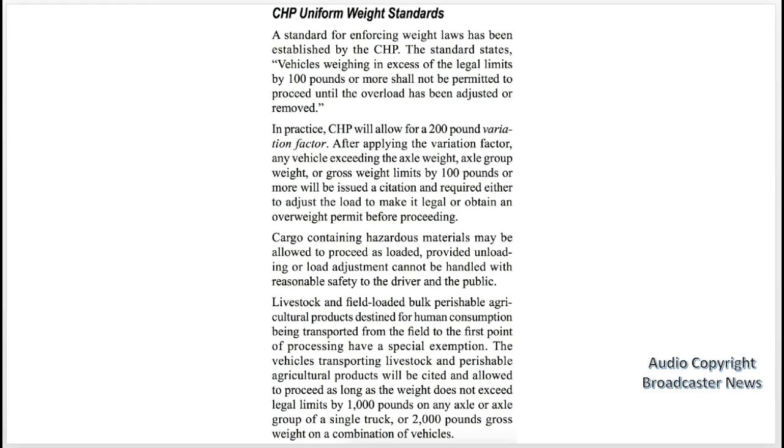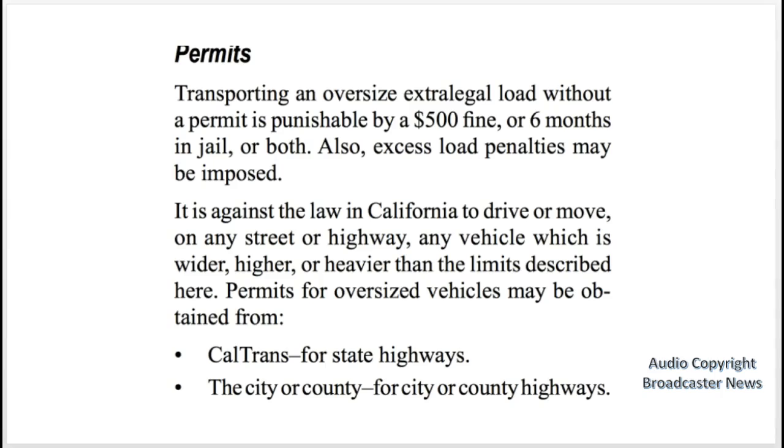Livestock and field-loaded bulk perishable agricultural products destined for human consumption being transported from the field to the first point of processing have a special exemption. The vehicle transporting livestock and perishable agricultural products will be cited and allowed to proceed as long as the weight does not exceed legal limits by 1,000 pounds on any axle or axle group of a single truck, or 2,000 pounds gross weight on a combination of vehicles.